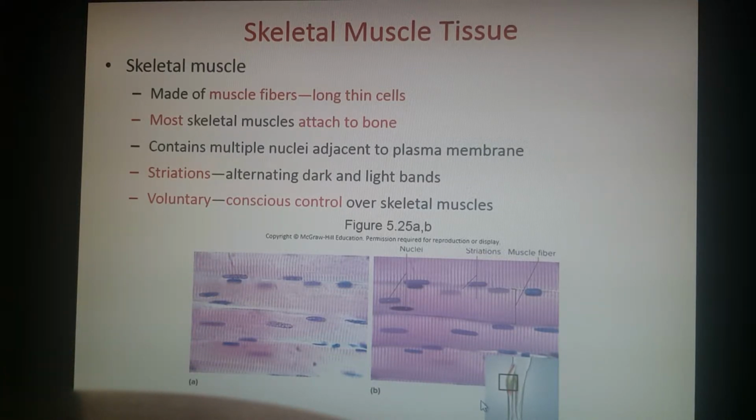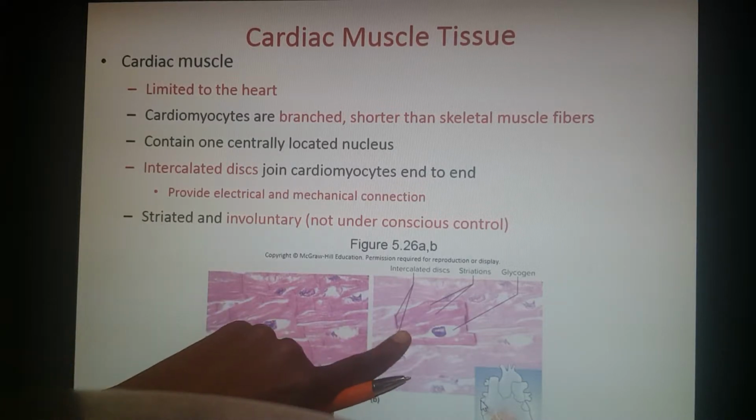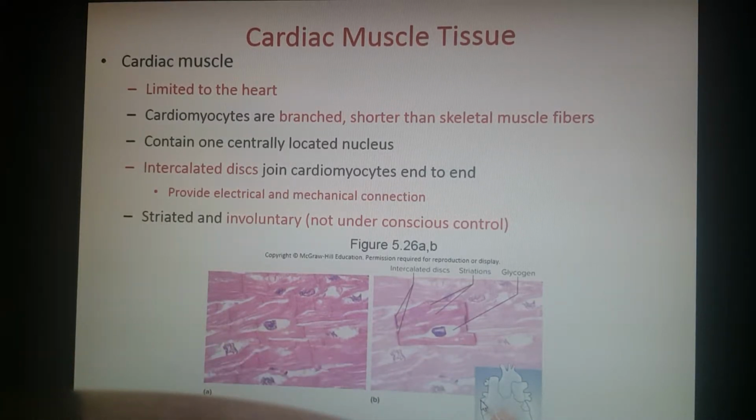The other two tissue types you cannot control with your brain. So you have involuntary, unconscious control of them. Cardiac muscle is limited to the heart. Cells are branched and shorter than your skeletal muscles. So they also can branch off into different directions.